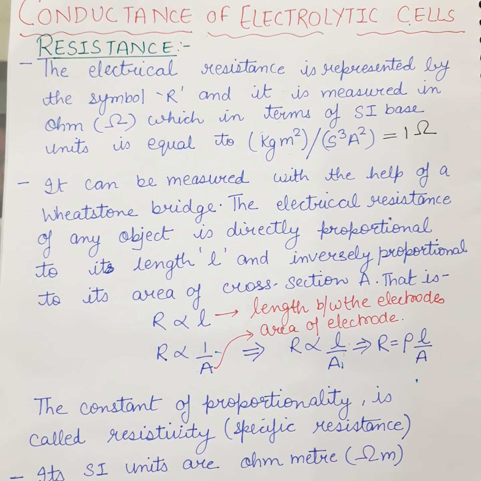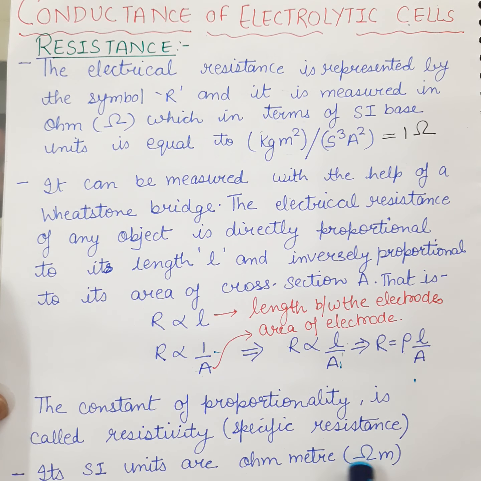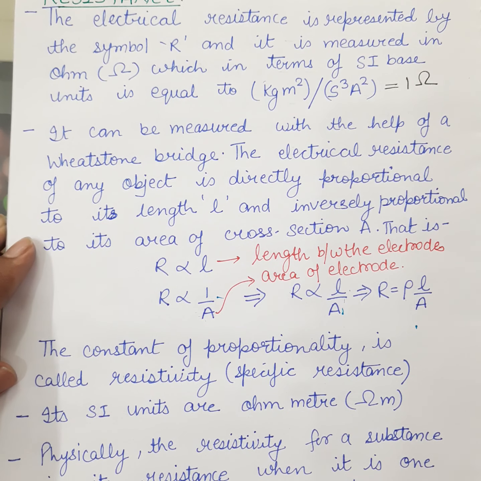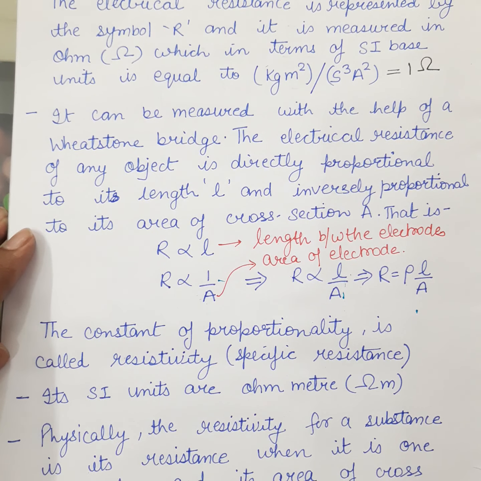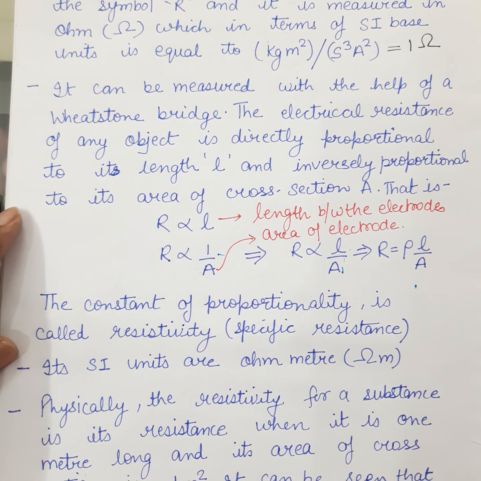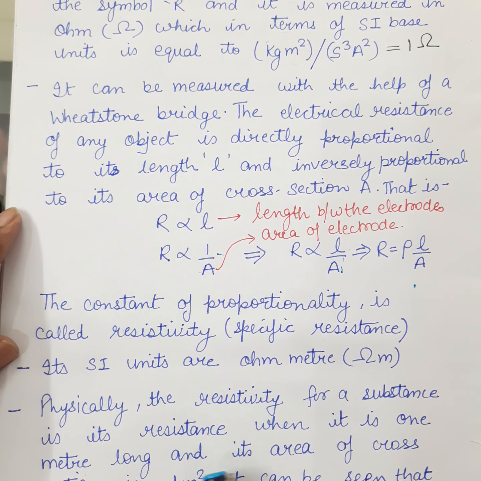How do we calculate the SI unit? I'm going to tell you how to calculate these units. Its SI unit is ohm meter, and we can write it in this form. Physically, the resistivity of a substance is its resistance when it is 1 meter long. We put the values R equals 1, L equals 1 meter, and its area of cross section is 1 meter square.